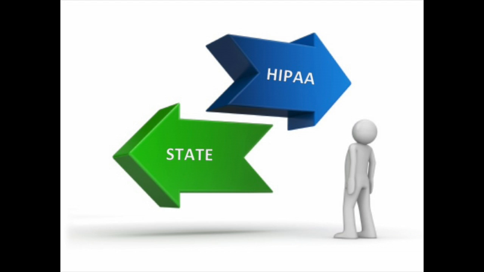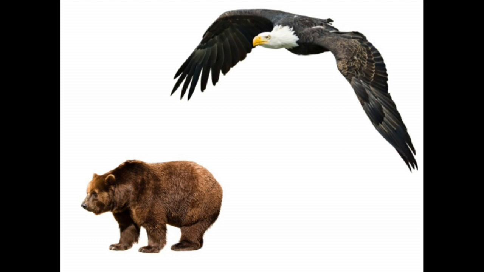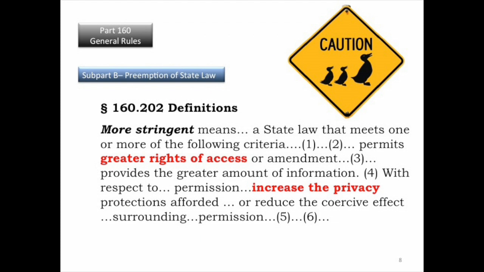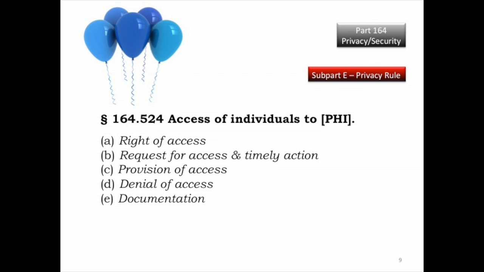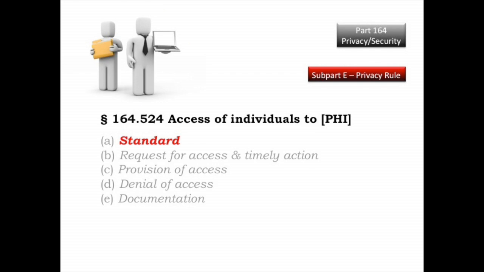Federal preemption invalidates state law if the law is contrary to HIPAA and both can't be followed. States may impose additional rules if the state law is more stringent than HIPAA. More stringent means the law provides greater access to PHI or affords better privacy protection. HIPAA has 5 basic guidelines for access.